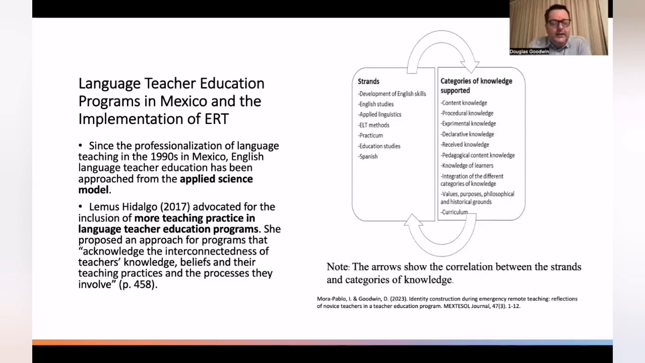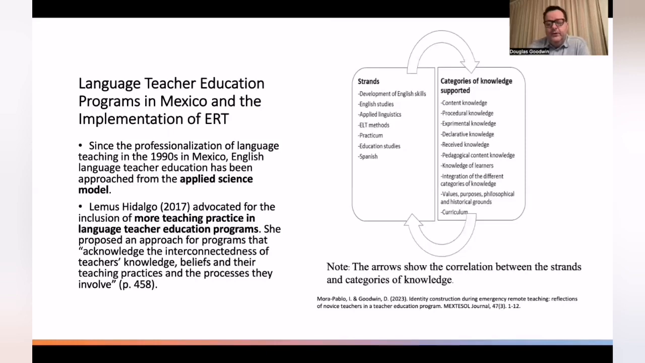However, as Lemus Hidalgo stated in 2017, she advocated for the inclusion of more teaching practice in language teacher education programs, which would suggest that maybe there wasn't a whole lot of teaching practice happening, but it was more of just students hearing and learning knowledge from a traditional classroom setting without much opportunity to apply it in their own professional contexts. So by incorporating more practicum, we are showing an interconnectedness between these strands. You can see in the graphic there on the right. Most of the programs running in Mexico, and I dare say across the world, use these strands or something similar.